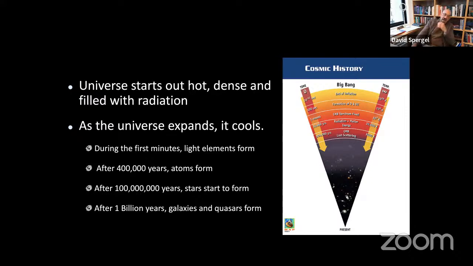After about 500,000 years, electrons and protons assemble to form atoms. And roughly about 100 million years after the Big Bang, stars start to form. And galaxies and quasars and many of the larger structures really emerge about 1 billion years after the Big Bang. Today, at present, we're about 13.8 billion years after the Big Bang.